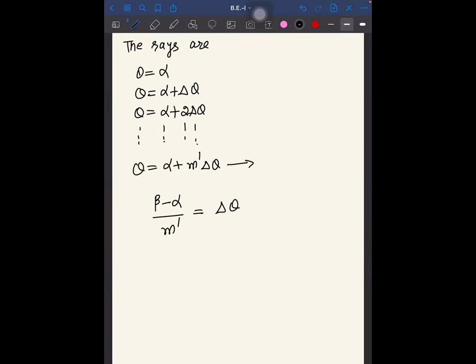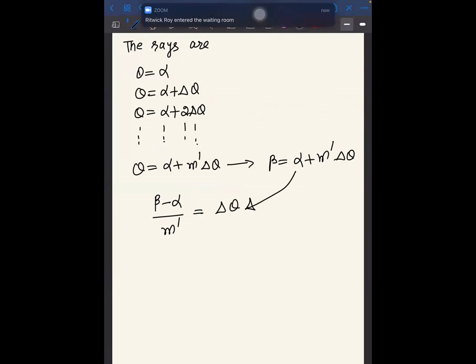Put the final value of theta, that is what? Beta. Beta is equal to alpha plus m dash delta theta. From here your delta theta is this. Yes, you are with me? Yes, sir.